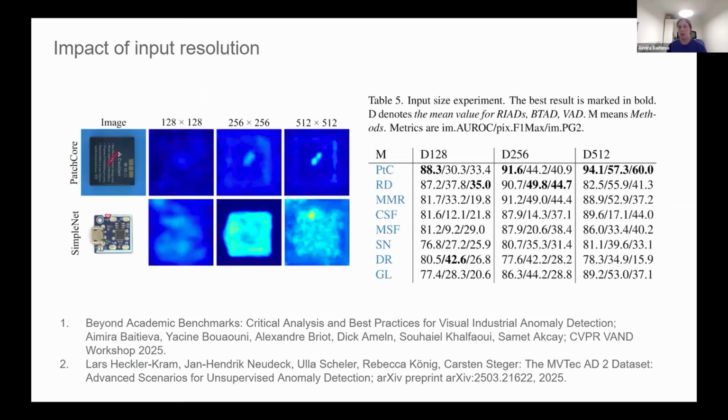And next, we look at how size of input affects the result. I think it's well known that bigger input is often better. And it was confirmed by many papers like the MVTec AD 2 paper or maybe even the benchmark paper. And here you can see some visualization and our results. Also, quick explanation regarding heat maps on the left. If you have not seen them before, brighter color is supposed to predict the location of a defect. And you can see that only with the largest input size, the defect was somewhat visible.